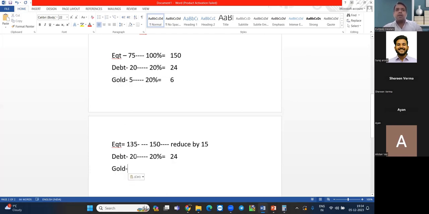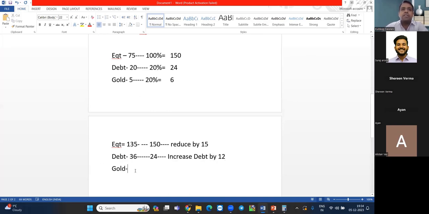In debt, the value as of now is 24, right? But how much do I have to make it? I have to make it 36. Sorry, I have to increase. I have to make the allocation 36, but the actual value is 24. So I have to increase debt by 12, correct?